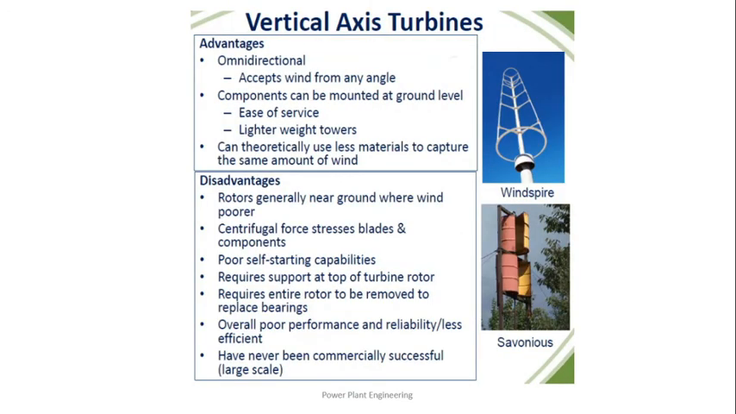And second is the vertical axis turbine. Although vertical axis wind turbines have existed for centuries, they are not as common as their horizontal counterparts. The main reason for this is that they do not take advantage of the higher wind speeds at higher elevations above the ground as well as horizontal axis turbines.